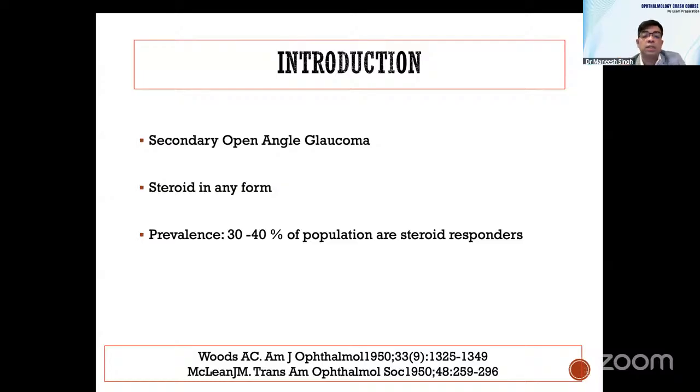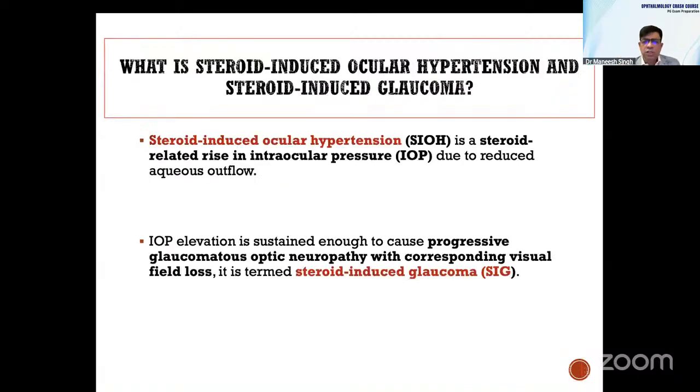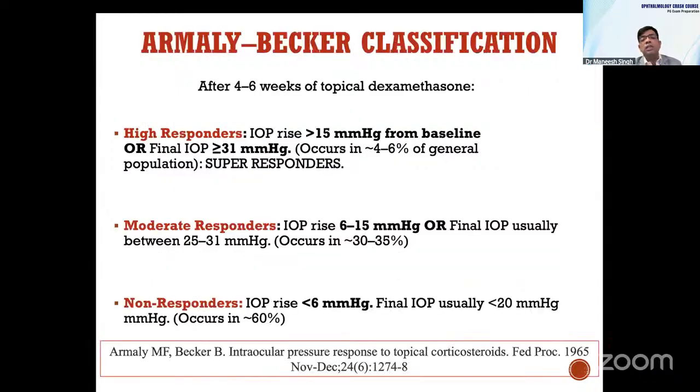because there have been multiple studies which have shown that as high as 30 to 40% of people are steroid responders. The various terms used, for example, steroid-induced ocular hypertension, basically means the patient is on steroid and pressure increases to beyond 21 millimeter mercury. But when it is associated with disc and field changes representing glaucoma, then it can be called steroid-induced glaucoma.